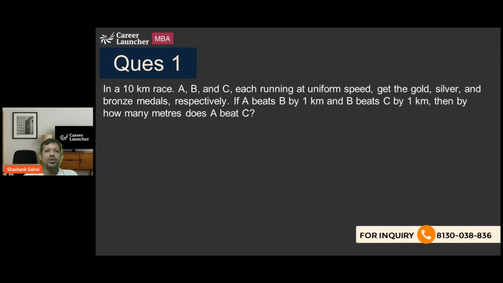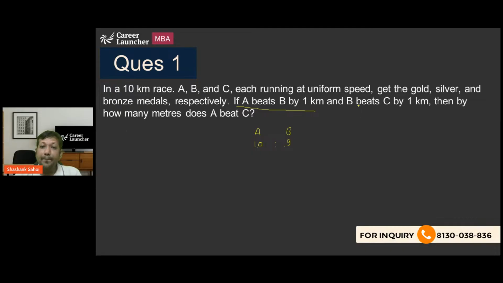So what does this question say? In a 10-kilometer race, A, B, C, each running at uniform speed, get gold, silver, and bronze respectively. Respectively means A gets gold, A wins, A is the first, B is the second, and C is the third person. So A is the fastest, B is second fastest, C is third fastest. Now it says that A beats B by 1 kilometer. So in the time A travels 10 kilometers, B travels 9 kilometers. So the ratio of speed of A and B becomes 10:9.